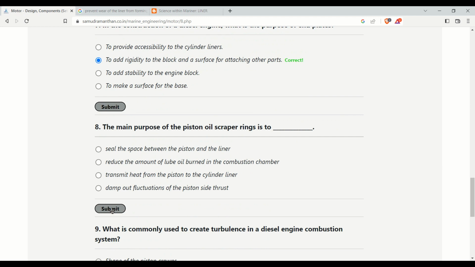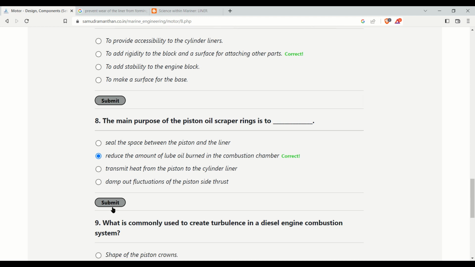The main purpose of the piston oil scraper ring is to, and the options are seal the space between the piston and the liner, reduce the amount of lube oil burnt in the combustion chamber, transmit heat from the piston to the cylinder liner, damp out fluctuations of the piston side thrust. The correct answer should be reduce the amount of lube oil burnt in the combustion chamber, because scraper rings scrape out the excess oil during the cylinder lubrication process.